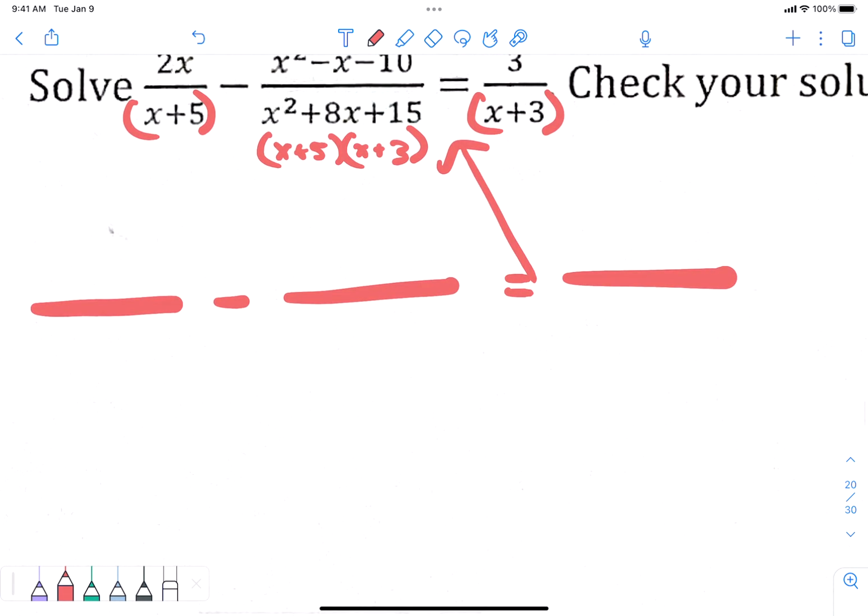Okay, what's your denominator going to be? I know I need an x plus 5, and I know I need an x plus 3. X plus 5, x plus 3. Write that down.